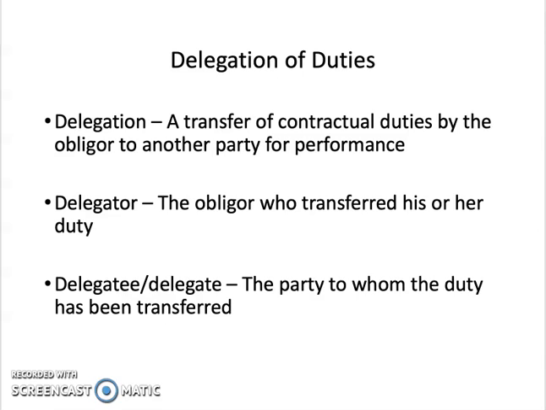So again, you and I are parties to a contract. I am going to sell you my car for $1,000. My duty is to provide you with my car. If I'm going to delegate that duty to someone else, I would become the delegator, and then the person I'm giving that duty to would be the delegate or the delegatee. Okay. And that example is a little weird for that scenario, but that's technically how the terminology would work.